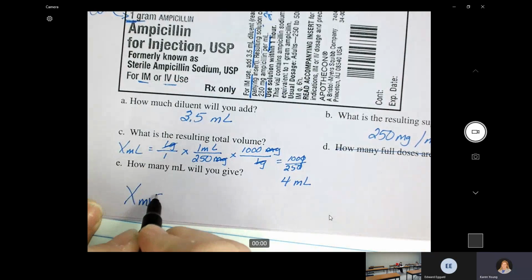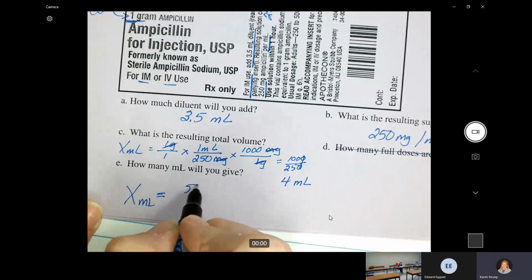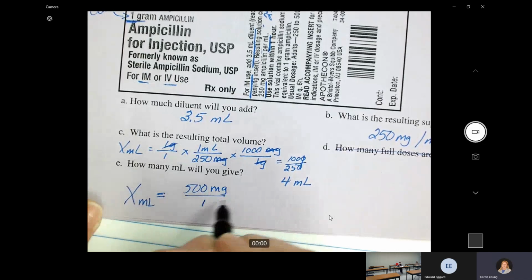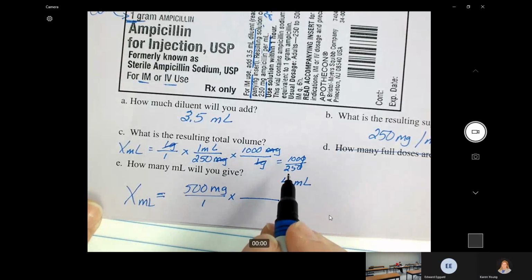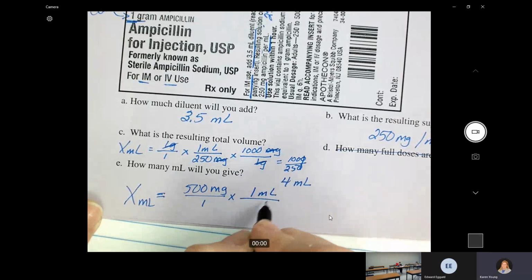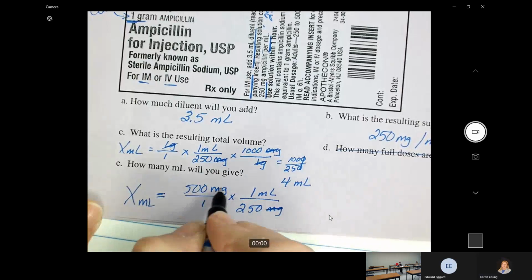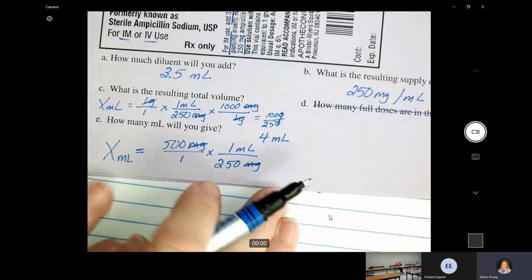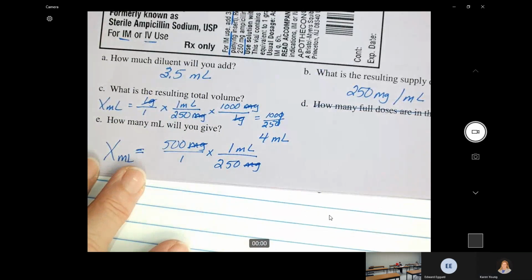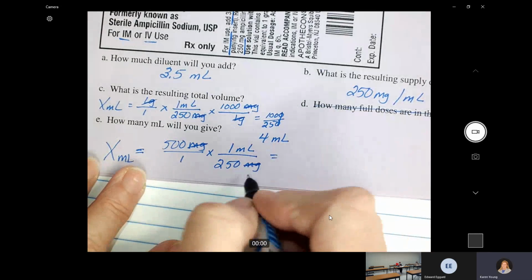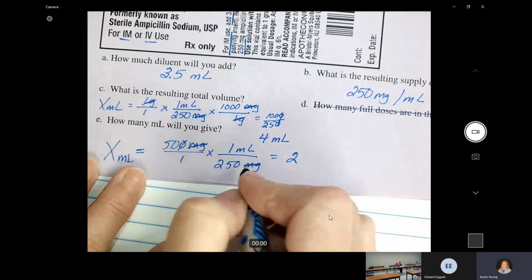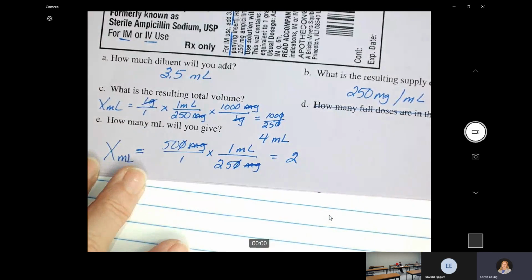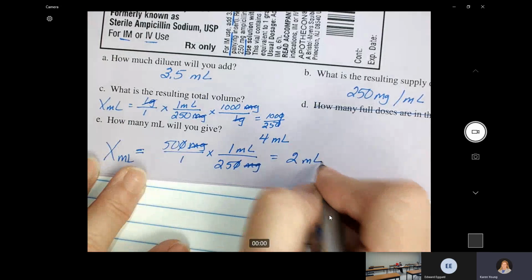So my milliliters, I'm giving 500 milligrams for my doctor's orders over 1. And then my dosage strength is 1 milliliter per 250 milligrams, or my supply dosage. I said that backwards. My milligrams cancel. How many milliliters am I going to give? 2. 500 divided by 250 is 2. I can cancel a 0 on top and a 0 on bottom. I get 50 divided by 25. I still get 2 milliliters.